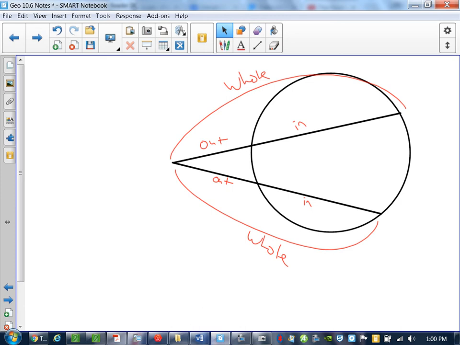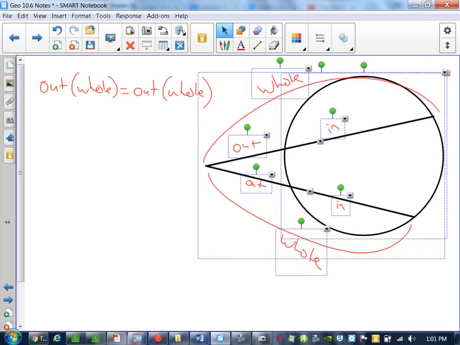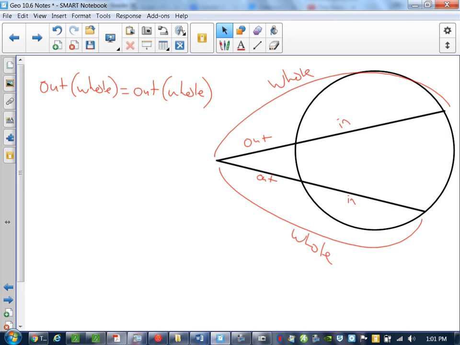Anytime you have to find segments and you're dealing with an example or a picture that looks like this, it's the outside part times the whole thing equals the outside part times the whole thing. Looks like a penguin with your eye. I've heard that before.